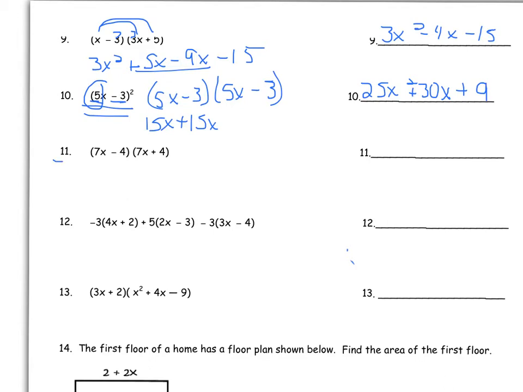For 11, this is a shortcut as well, but this has one that is negative or a minus, a difference, and one with the plus. So this shortcut is, because your middle terms cancel out, you square the first and you subtract the square of the second.